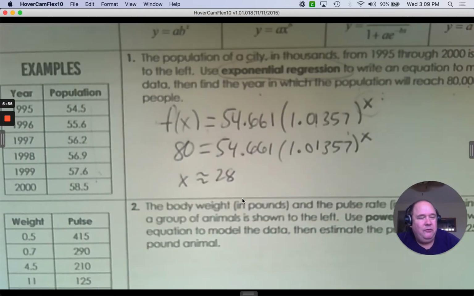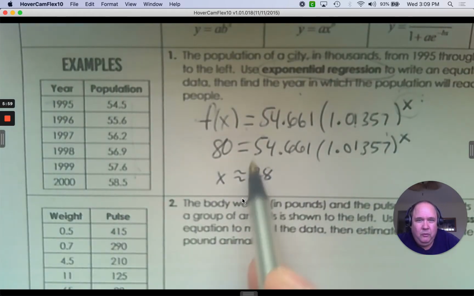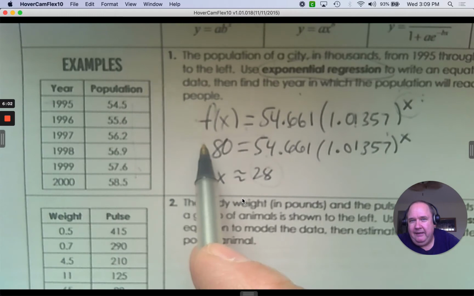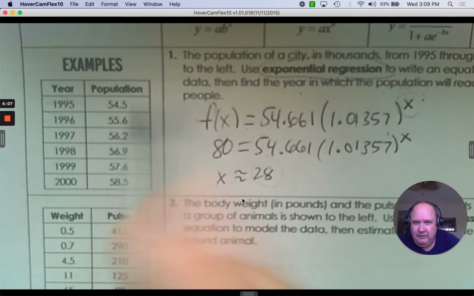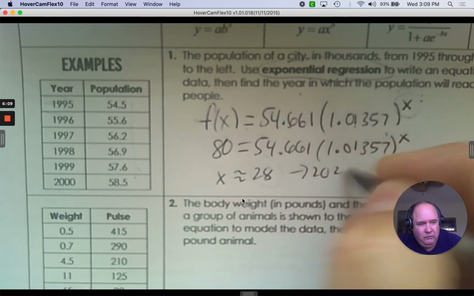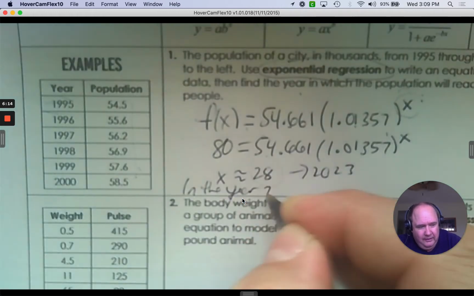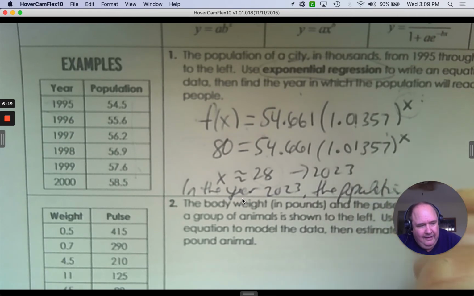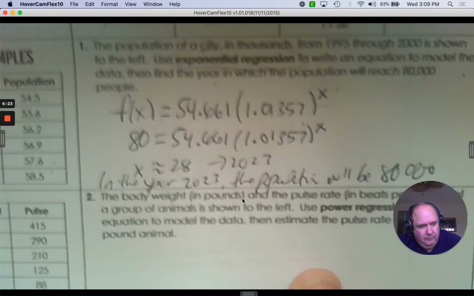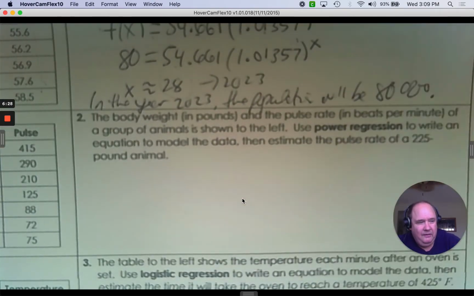Then I can answer the question. So remember we said this was 0. So 28 years later, it's going to be 80,000. So what's 28 years later? So that's 5 and 23. So it'd be 2023. That's what it would be in terms of years. So in the year 2023, the population will be 80,000. All right. So in the year 2023, the population will be 80,000. There it is. That's what we're doing.